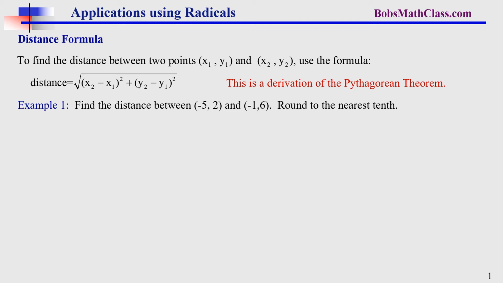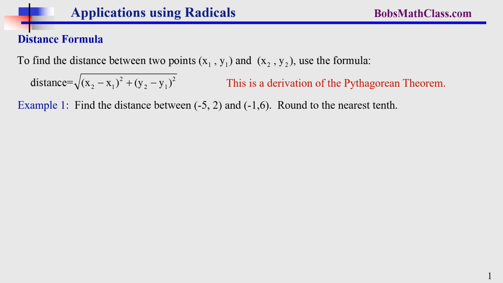Okay, so to find the distance between 2 points, x1, y1, those are subscripts. They're just to differentiate one point from another. So x1, y1, and x2, y2, we're going to use this formula. The distance equals the square root of (x2 minus x1) squared plus (y2 minus y1) squared. And again, I said this really just comes from the Pythagorean theorem.